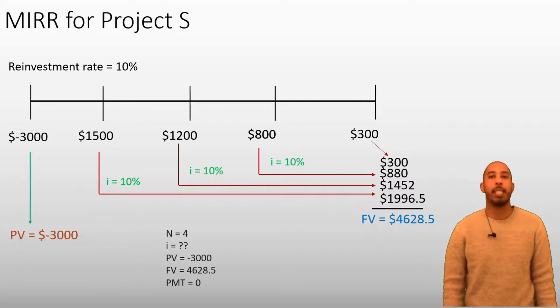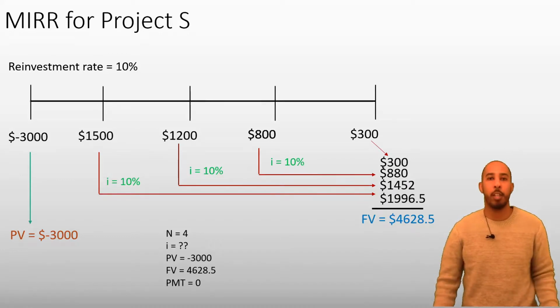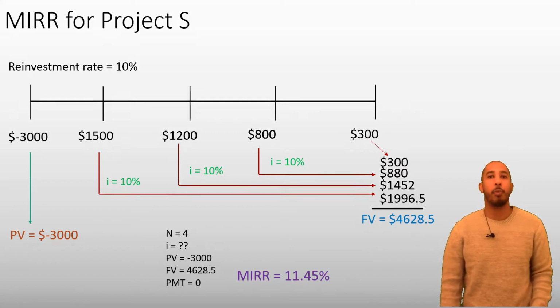The final step will be to set up a time value of money problem solving for an interest rate, I. We'll set n equal to 4 because this is a 4-year project. PV will be negative $3,000 because we are spending $3,000 to get the project started. And future value will be the $4628 we found earlier. Now think about what we're asking the calculator here. We're saying that if we invested $3,000 into a project for 4 years and ended up with $4628 at the end, what is the implied rate of return? Solving for I, we get 11.45%. That's this project's modified internal rate of return.